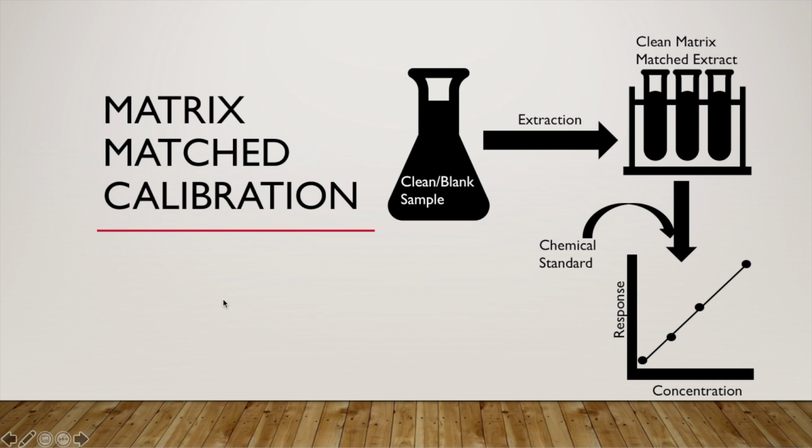And finally, matrix matched calibration. This involves extracting quote-unquote clean matrix from the same type of sample. For example, with my research, when I perform matrix matched calibration, I have clean blood or clean urine that I extract, the same as my samples. After extraction, you're left with your clean extract that has all the same sample matrix interference and co-extractables that your samples will have.